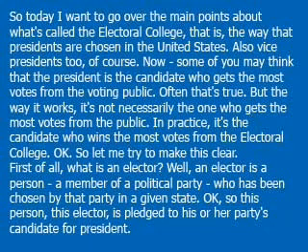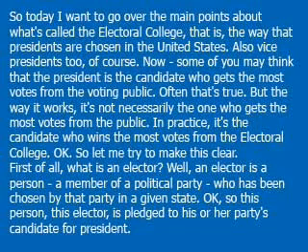So today I want to go over the main points about what's called the Electoral College. That is the way that presidents are chosen in the United States. Also vice presidents too, of course. Now, some of you may think that the president is the candidate who gets the most votes from the voting public. Often that's true. But the way it works, it's not necessarily the one who gets the most votes from the public. In practice, it's the candidate who wins the most votes from the Electoral College.